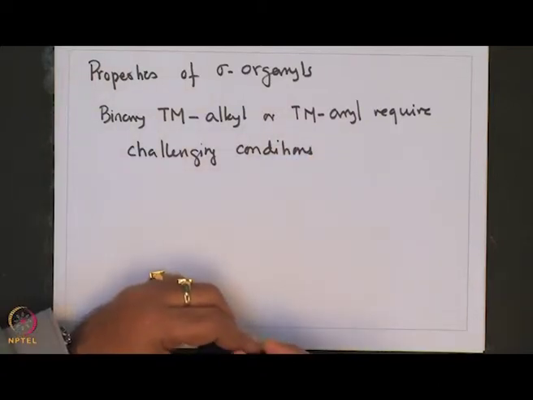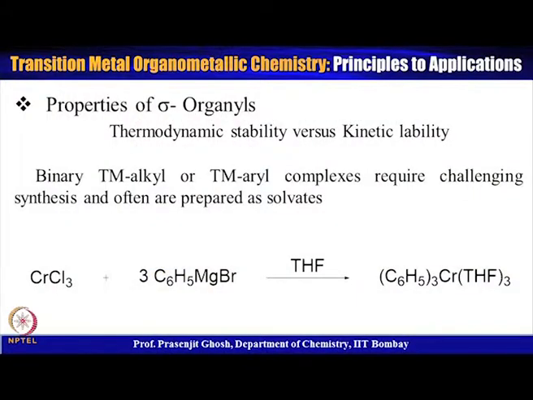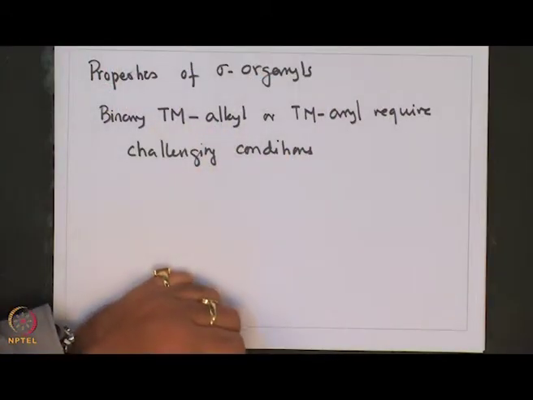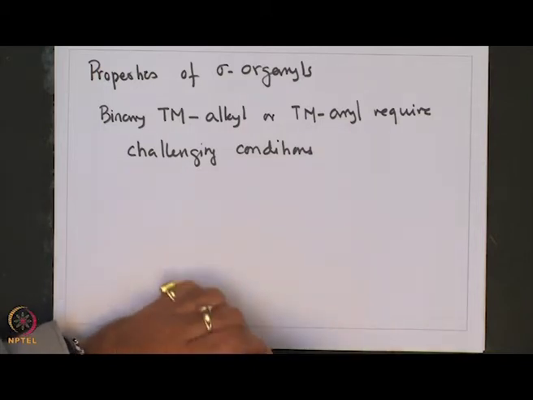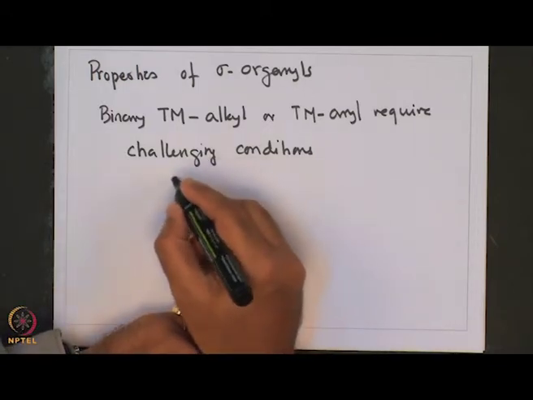So, having discussed all the synthesis methods, we are going to talk about properties of transition metal sigma organyl complexes. Initially, they were thought to be thermodynamically unstable, but later it was found that these complexes are indeed thermodynamically stable, but their reactivity arises from their kinetic lability, and that is a challenge for preparing them. In this regard, binary transition metal alkyls and binary transition metal aryls pose a great challenge preparatively. However, they are often prepared as solvates.